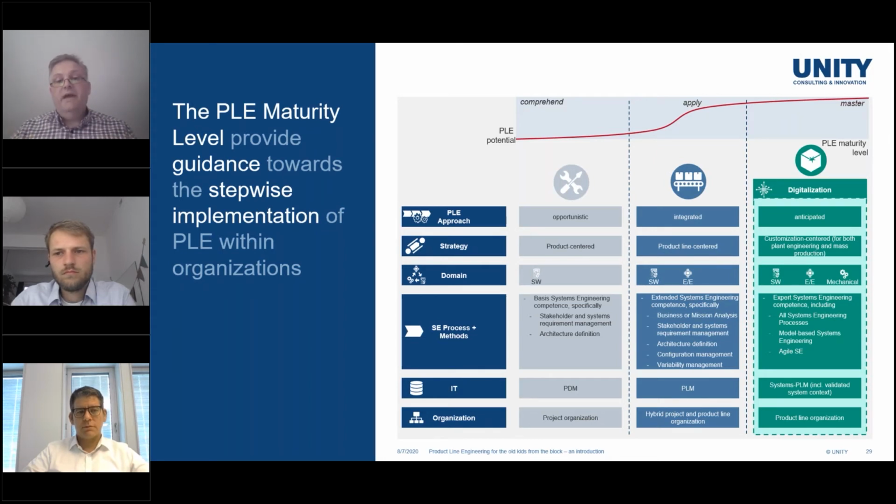So the basis to do that and synchronize this product line engineering approach from the software domain with the rest, electric, electronic, and also mechatronic or mechanical, is again a well-established systems engineering basis and competence, specifically on requirements management and on the architecture definition.